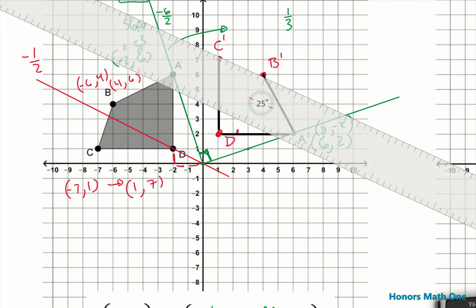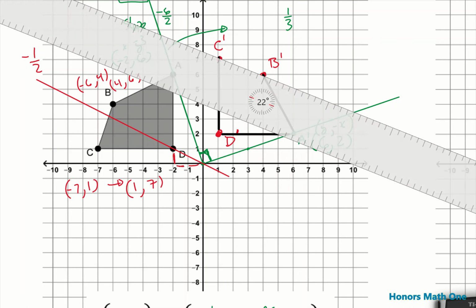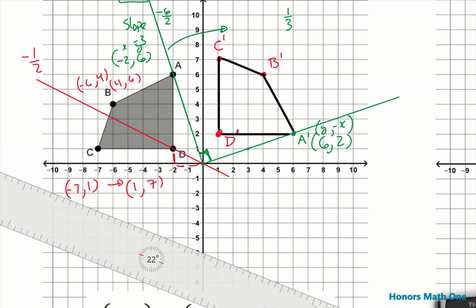So the thing about these transformations is clearly we can grab pieces of patty paper and we can look at them that way. But what we really need to be doing in an honors course is thinking about what are these transformation rules, right? This idea that rotation of 90 degrees makes opposite reciprocal slopes is really powerful for us figuring out where these points go to. So this is quadrilateral A prime, B prime, C prime, D prime.